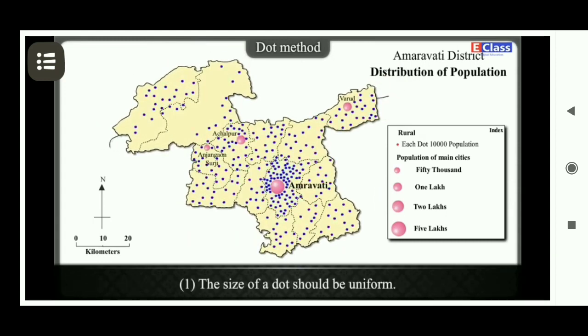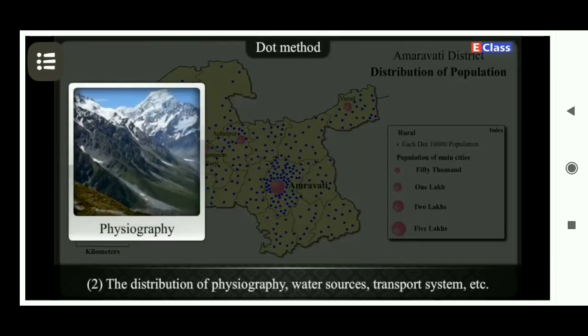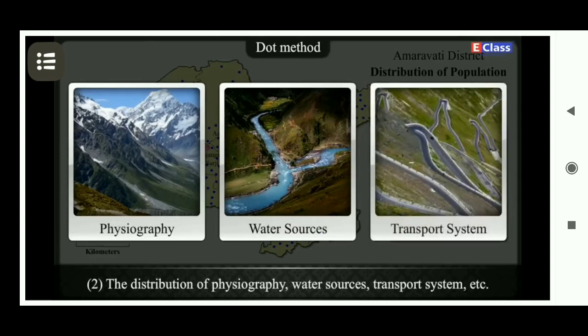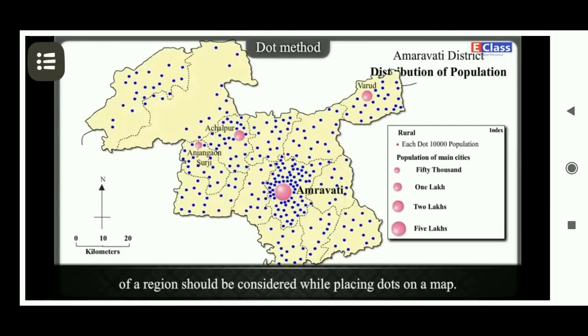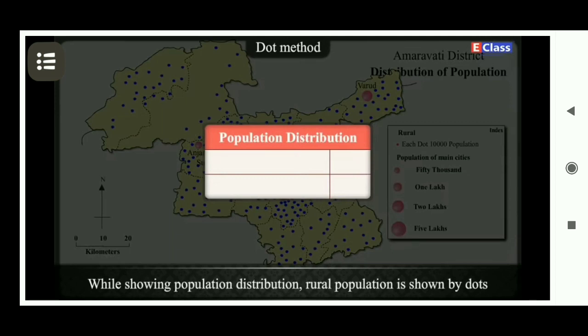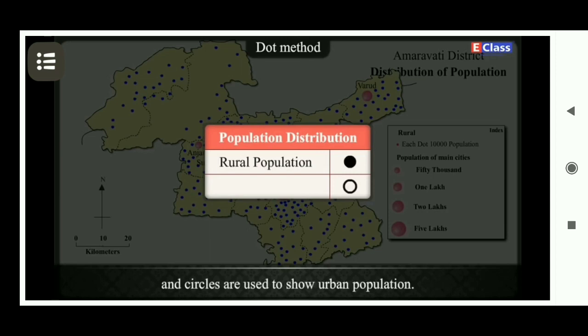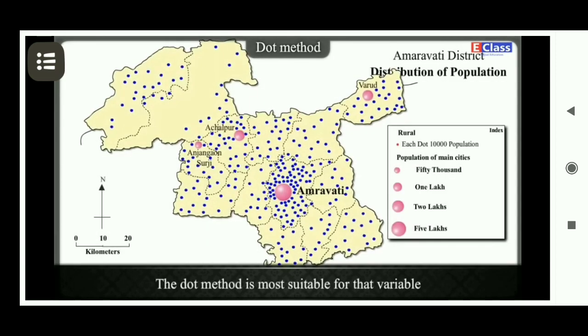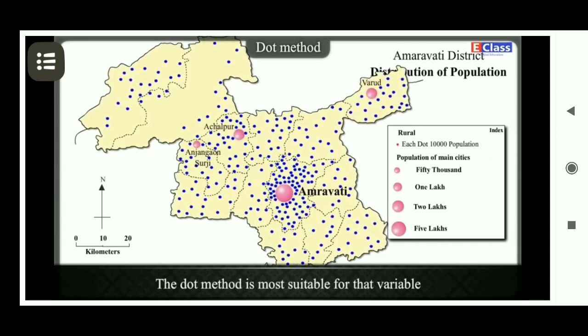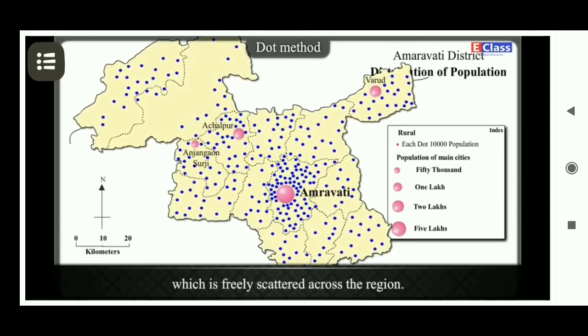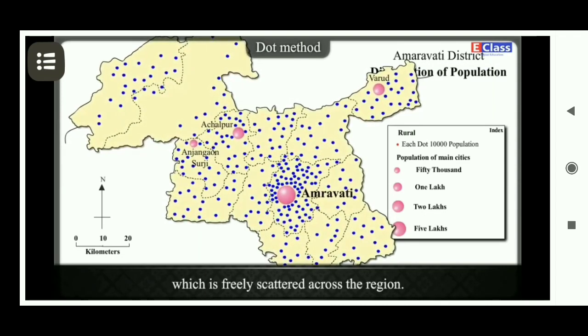The size of a dot should be uniform. The distribution of physiography, water sources, transport system, etc. of a region should be considered while placing dots on a map. While showing population distribution, rural population is shown by dots and circles are used to show urban population. The dot method is most suitable for that variable which is freely scattered across the region.